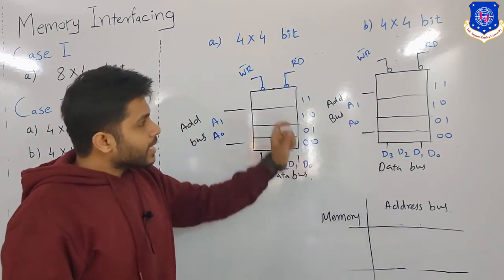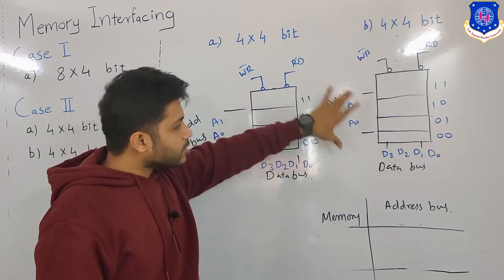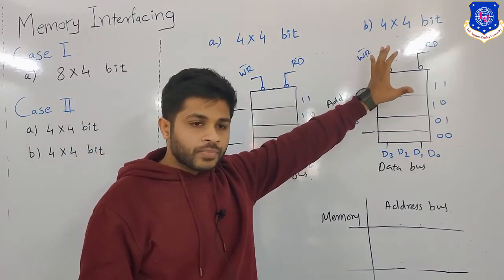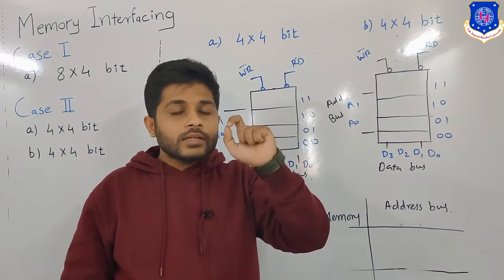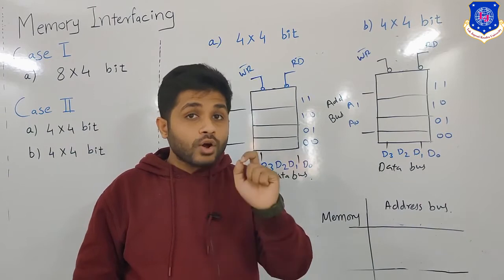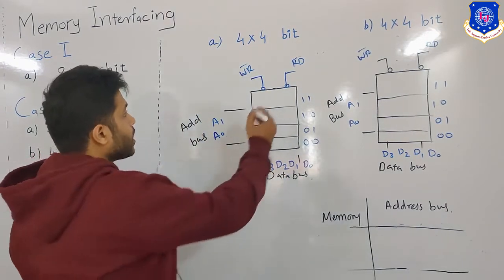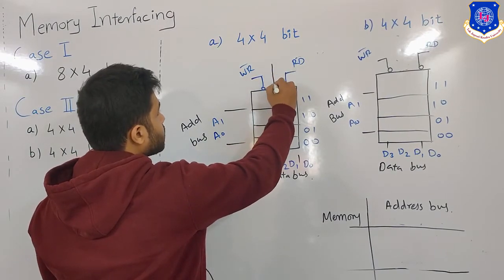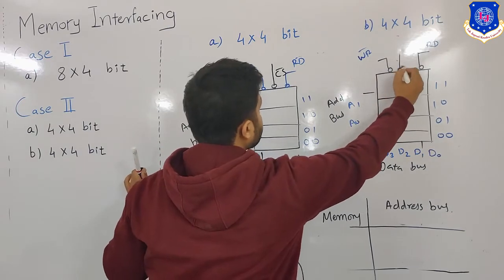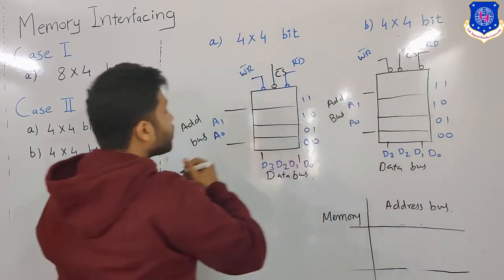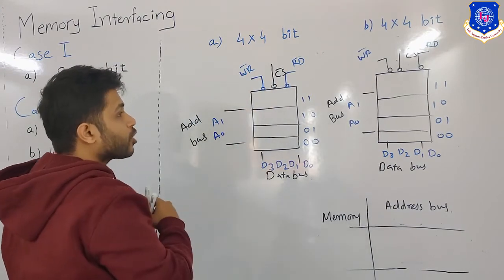So right now in the memory we can see that there are some connections, which are the address bus, data bus and the control signal. But apart from these, there is one more connection also present in the memory, which is known as chip select. And just wait and watch, students, how I am connecting this chip select with the microprocessor.